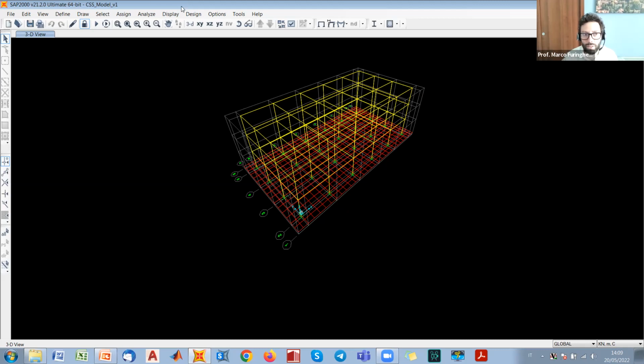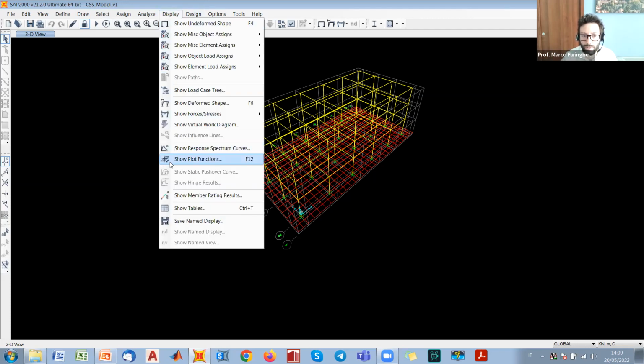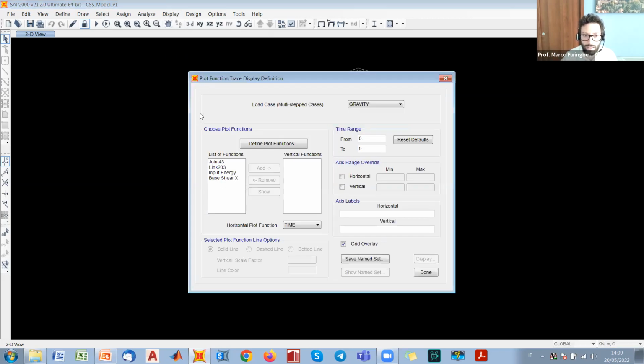results. I will start with the first model that we developed, the one with the curved surface slider devices. We have already seen how to see results in terms of time series of a given response parameter. I just show again that we have to go to Display, Show Plot Functions, and this is the window that we obtain within the software. We have to choose the proper load case, and you see now we have the whole set of natural events in terms of nonlinear time history analysis. And I want you to see some graphical results for the displacement time series.